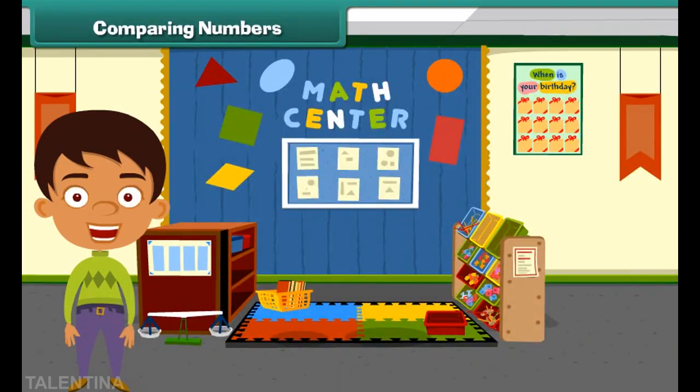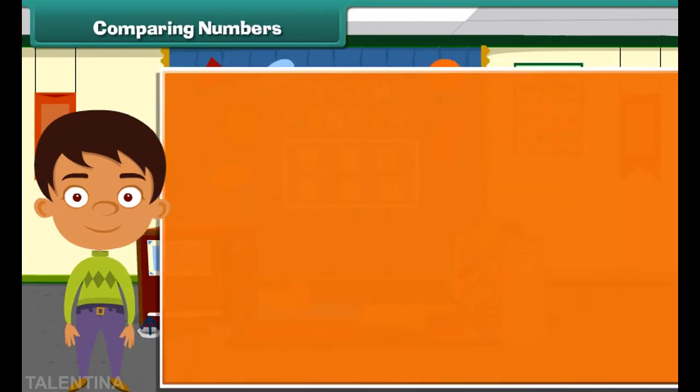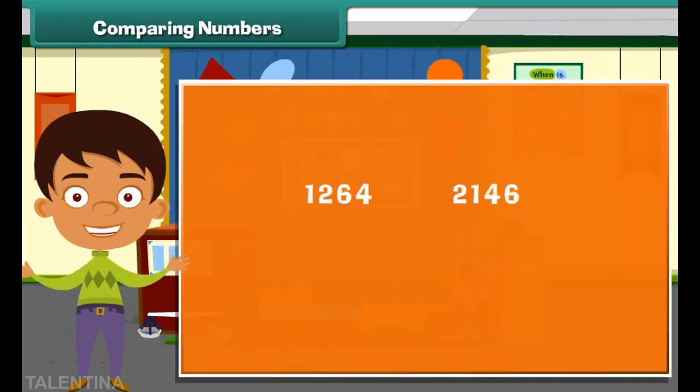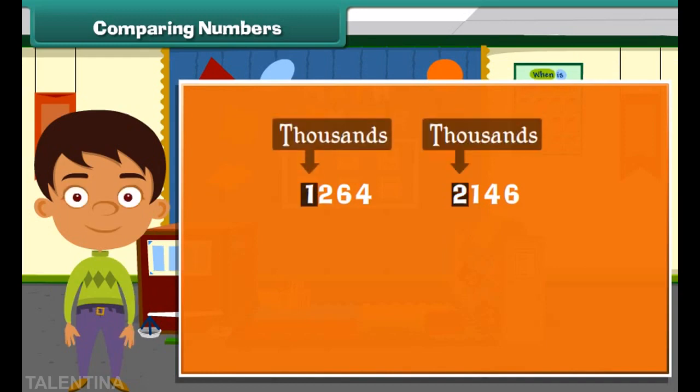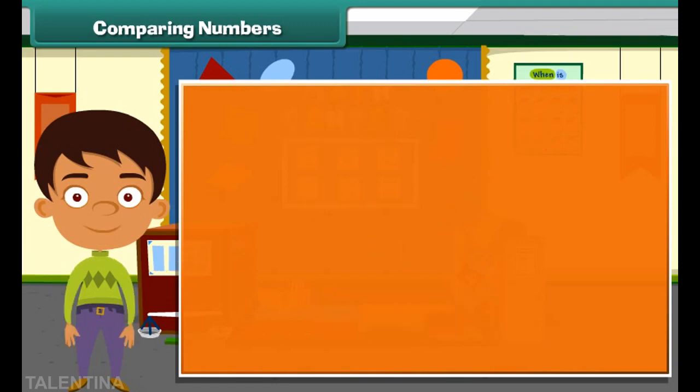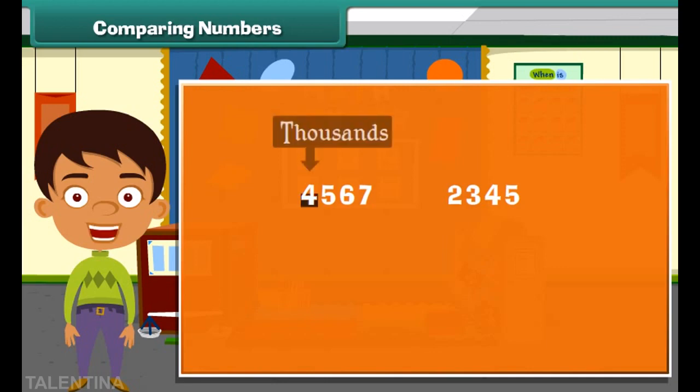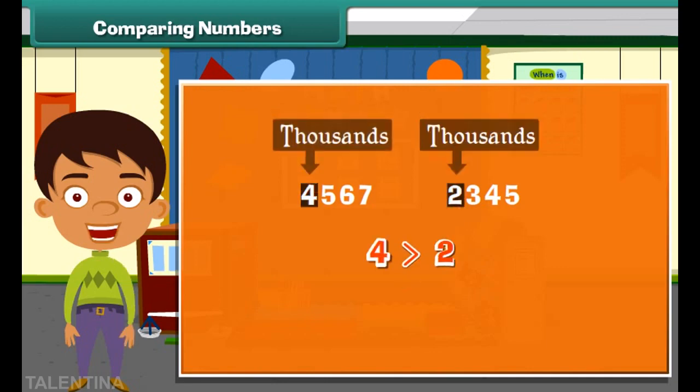Comparing numbers. Let us now learn to compare numbers. To compare two four-digit numbers, we first compare the digits at the thousands place. The number that has a greater digit at the thousands place is the larger of the two. For example, let us compare 4,567 and 2,345. Since 4 is greater than 2, we can say that 4,567 is larger.